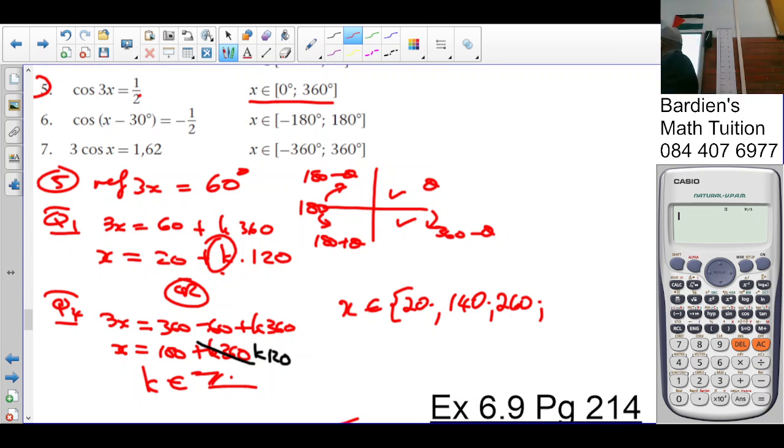So let's look at the second branch. I put 0 in for k here. I'm going to get 100, which is within the given period. If I put 1 for k, I'm going to get 220. When I put 2 for k, I'm going to get 340. If I put 4 for k, it's going to be outside. If I put negative 1 for k, I'm going to get negative 20. So there we go.